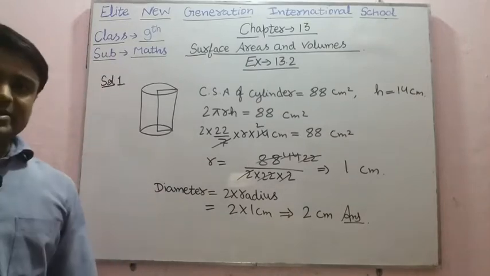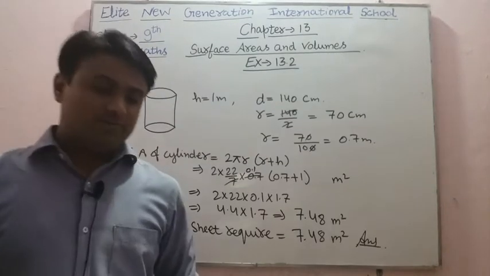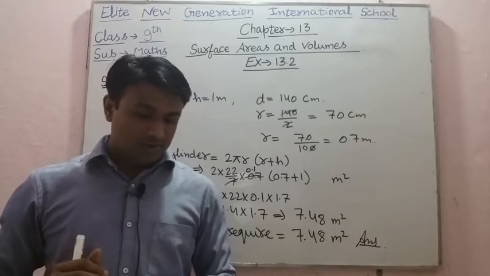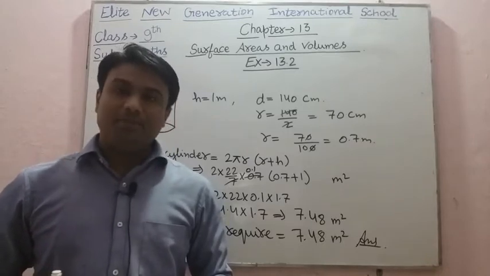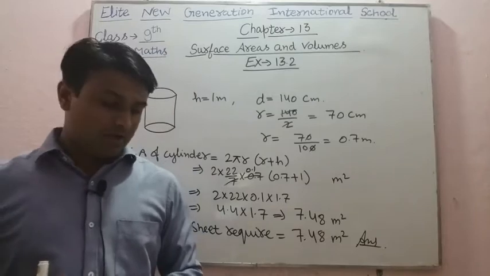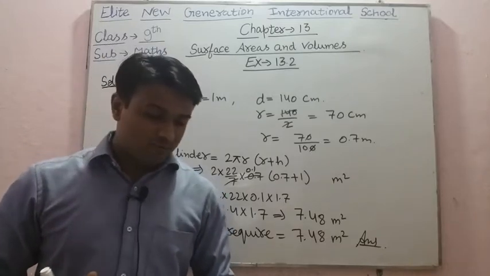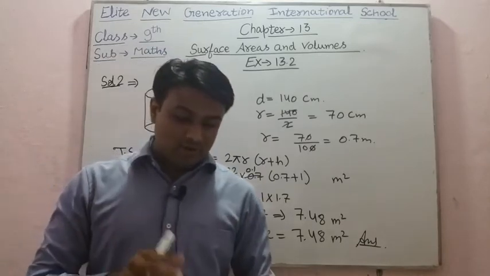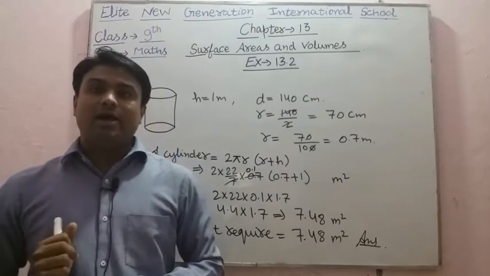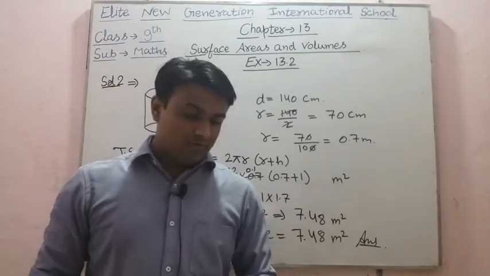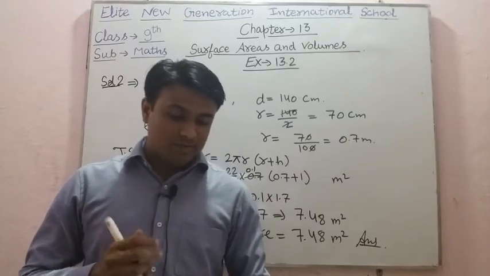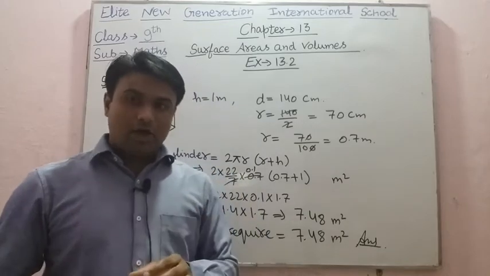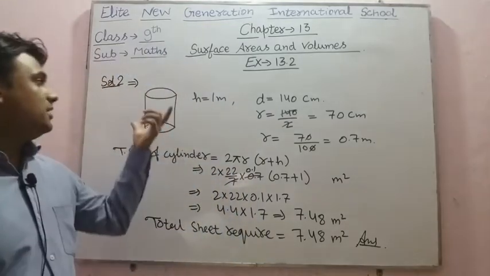Now after this, see the next question. So after this, see question number 2. In question number 2 we are given, it is required to make a closed cylindrical tank of height 1 meter and base diameter 140 centimeter from a metal sheet. So here we have to make a cylindrical tank with the help of a metal sheet, and we are given the diameter 140 centimeter and height 1 meter. So here we have to find how many square meters of sheet are required for the same. So for making that tank, we have to find how much area is needed.